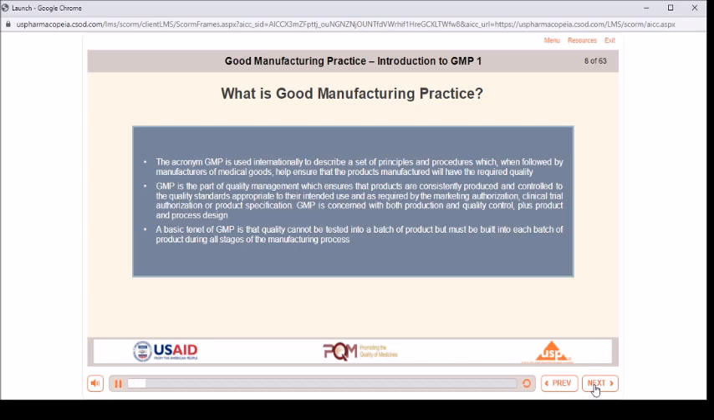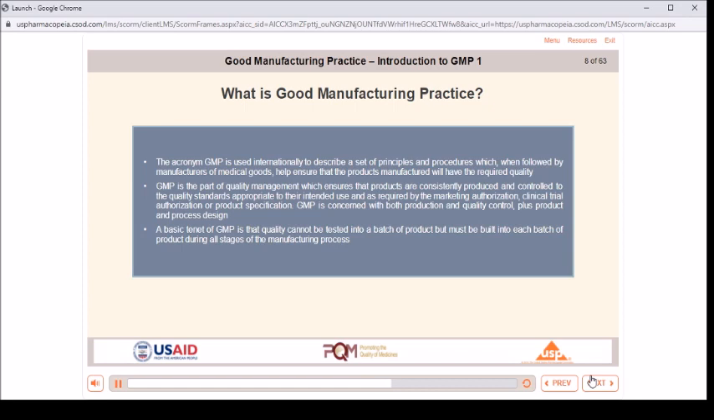What is good manufacturing practice? The acronym GMP is used internationally to describe a set of principles and procedures which, when followed by manufacturers of medical goods, help ensure that the products manufactured will have the required quality. GMP is the part of quality management which ensures that products are consistently produced and controlled to the quality standards appropriate to their intended use and as required by the marketing authorization, clinical trial authorization, or product specification.